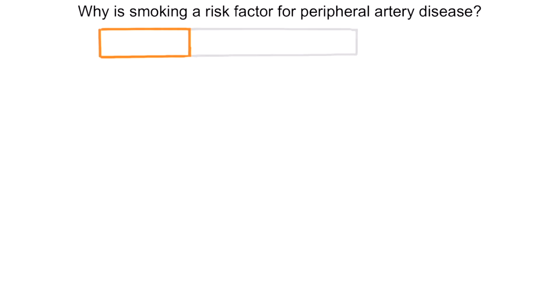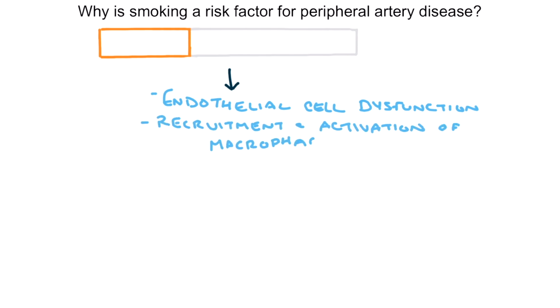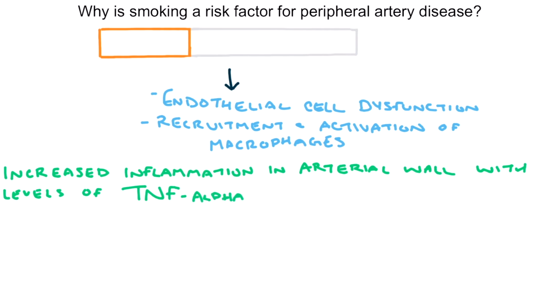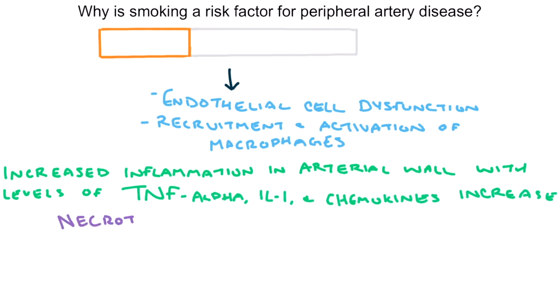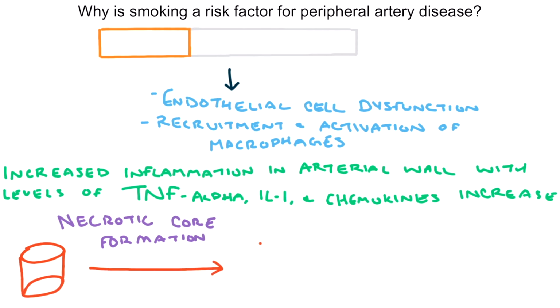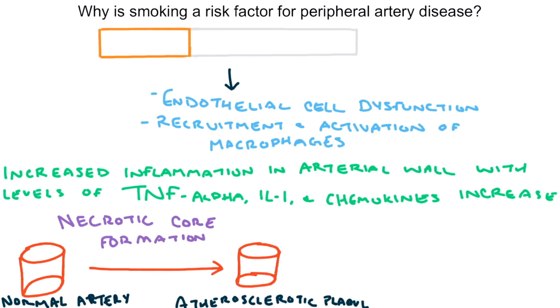All right, let's try a question. Why is smoking a risk factor for peripheral artery disease? Nicotine results in oxidative stress, which causes endothelial cell dysfunction and increased expression of adhesion molecules. This results in increased macrophage recruitment. The macrophages are then stimulated by the nicotine to secrete elevated levels of TNF-alpha, IL-1, and chemokines. These inflammatory changes lead to a necrotic core formation, which can contribute to the development of an atherosclerotic plaque.